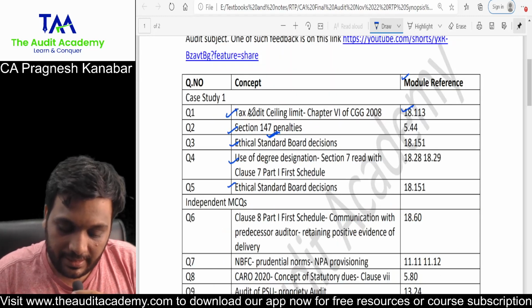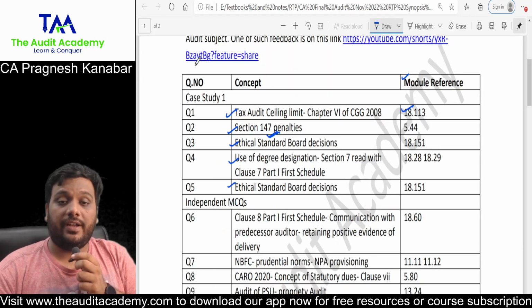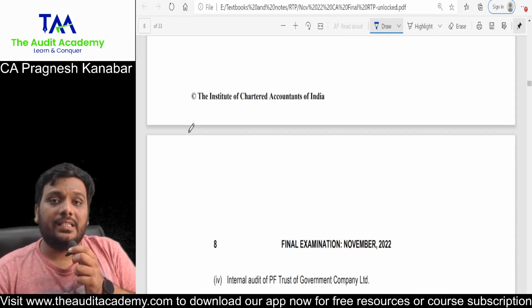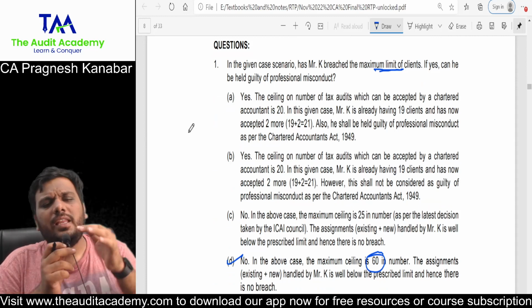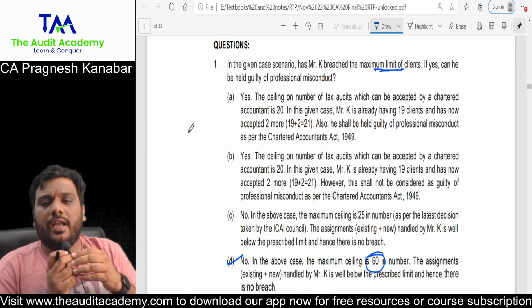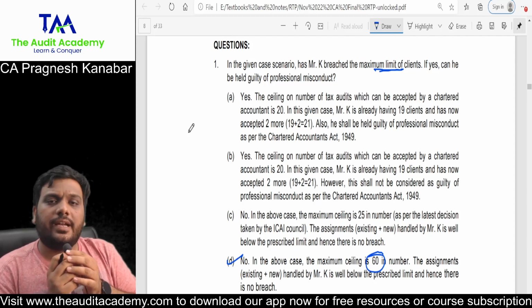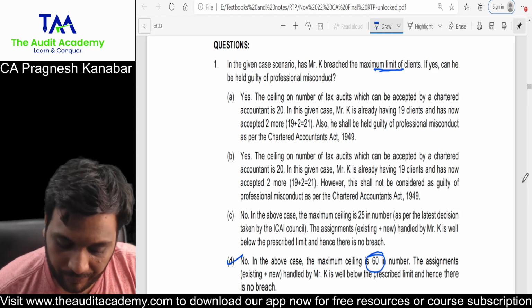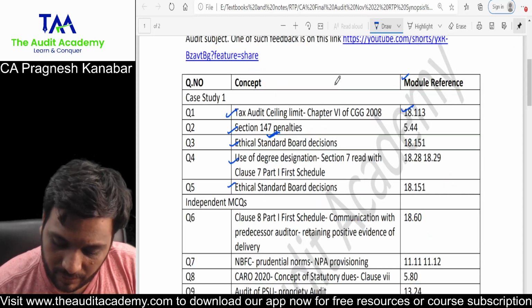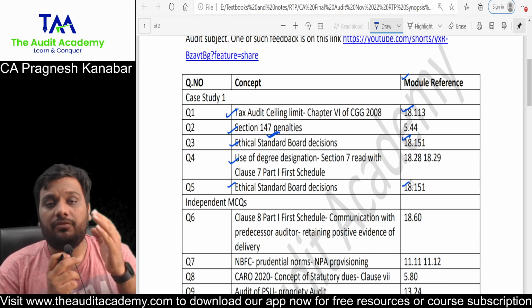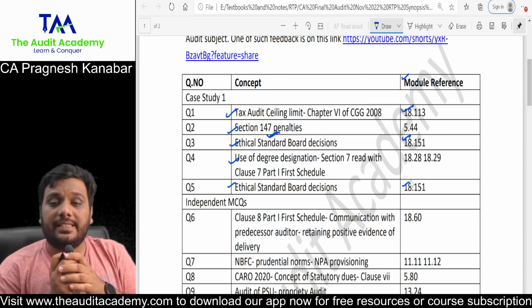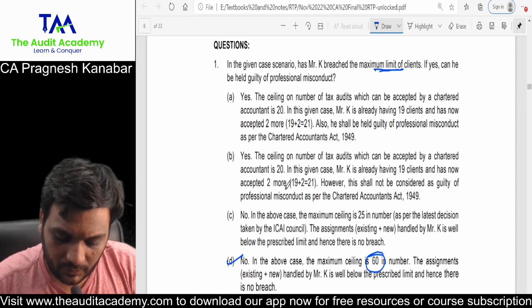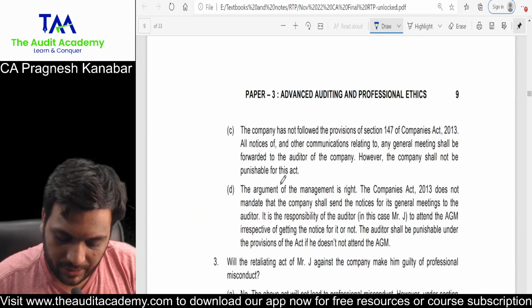All right. So the third question that they are testing, I found it very good. In fact, the third and the fifth questions that they are testing are the ethical standard board decisions, which have been given at the very end of the professional ethics module. I have asked my students a number of times to please go through the ethical standard board decisions. We have discussed them in the class also. If you see 18.151, it is the 151st page of the professional ethics module, you will find these ethical standard board decisions, which are usually ignored by the students, and they have tested them over there. So that is your question number 3.